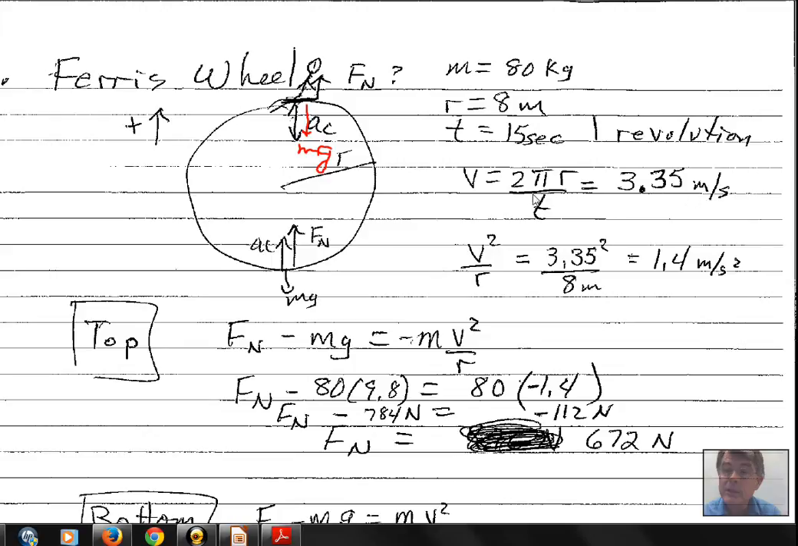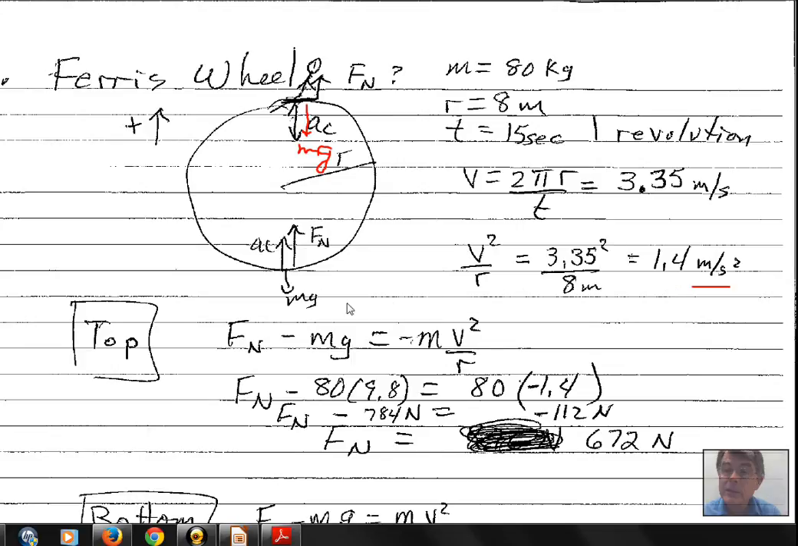We need that velocity because we need the centripetal acceleration in order to work with centripetal force. So v squared over r, I'm calculating that here. I square the velocity, I divide by 8 meters, and we get 1.4 meters per second squared. When we square the 3.35, we also square the units, so meters squared divided by seconds squared, and now we divide by the meters, so one factor of meters cancels, and as we should, we have units of acceleration. The centripetal acceleration is 1.4 meters per second squared.